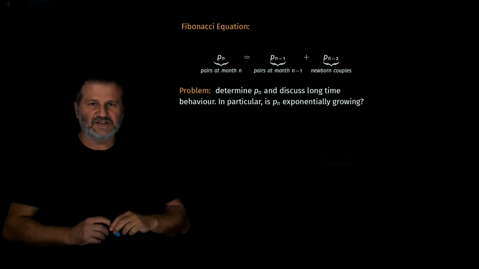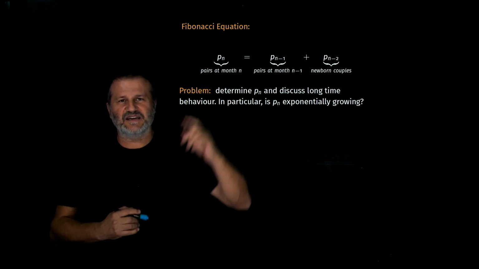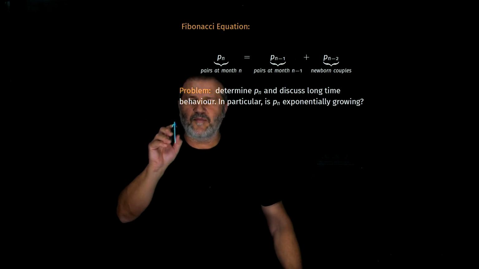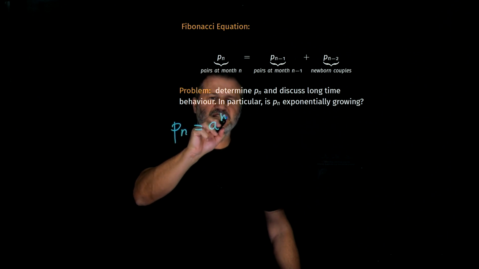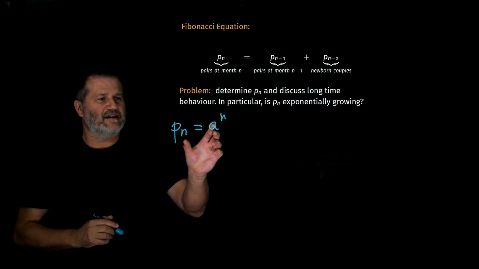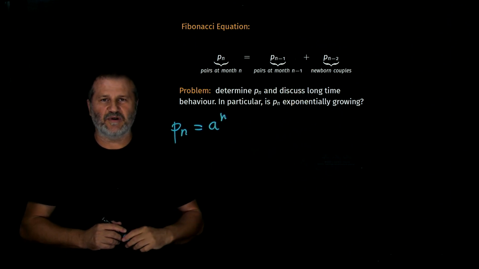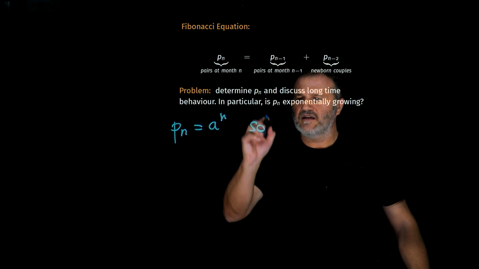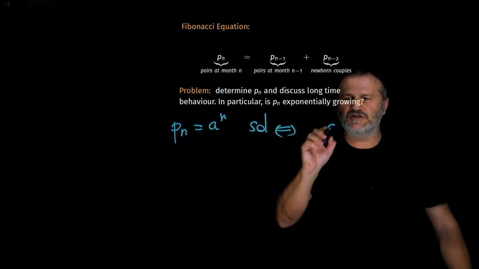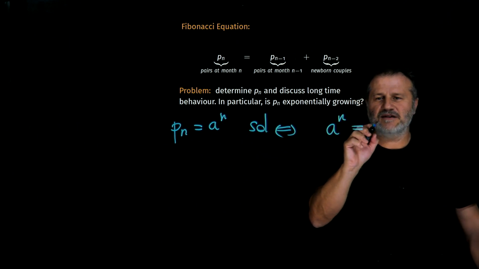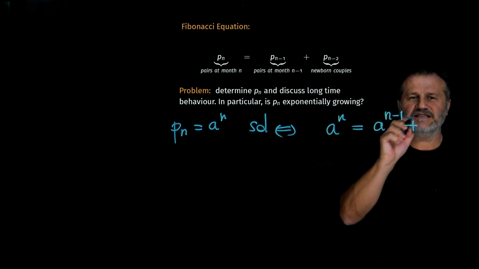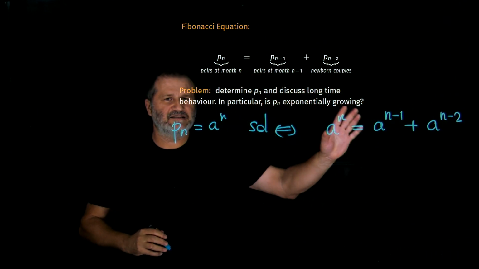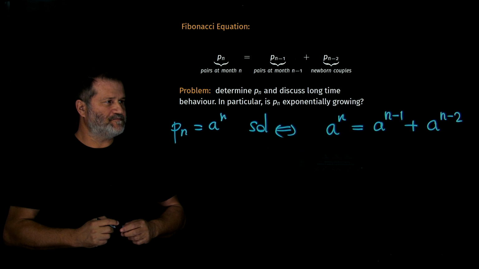Now we can answer this second question, and this will, as you will see, give the answer to the first question in some sense. So imagine that we start from a Pn which is of exponential type, and we wonder if this kind of sequence can be a solution of that equation. To be a solution, we just plug into the equation. So this is a solution if and only if we have Pn, which is a to power n, equal to Pn-1, which is a to power n-1, plus Pn-2, which is a to power n-2. As you can see, we obtain a sort of equation for the number a.